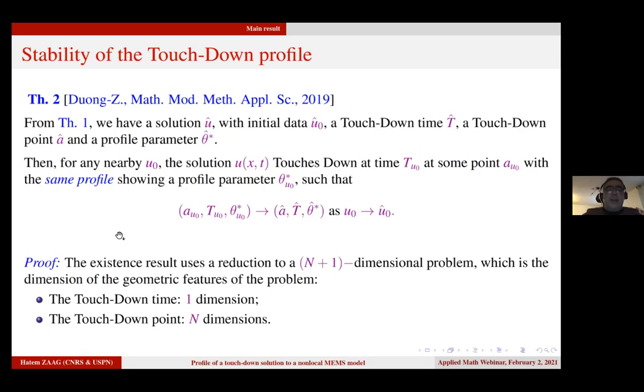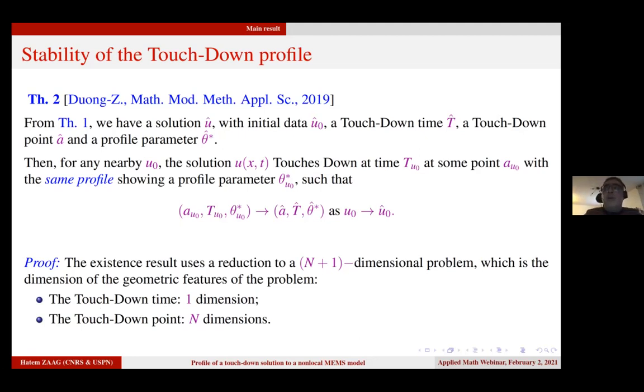Okay, so in fact, this existence result uses the reduction to an n+1 dimensional problem, a finite dimensional problem. And this is, in fact, the dimension of the geometric features of the blow-up problem. Why? Because in my blow-up problem, I have a time for touchdown or blow-up.